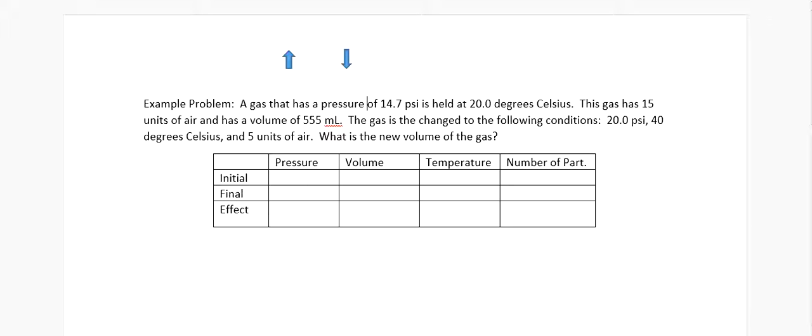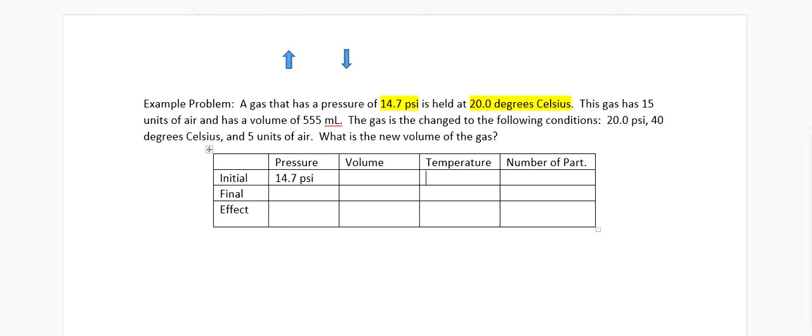So first off, it says a gas has a pressure of 14.7 psi. And so that 14.7 is telling me the initial pressure. And so down here I'm just going to type 14.7 psi. And so then it tells me that it's 20 degrees Celsius over here. Okay? So then that would be the initial temperature. However, there's a problem with that.